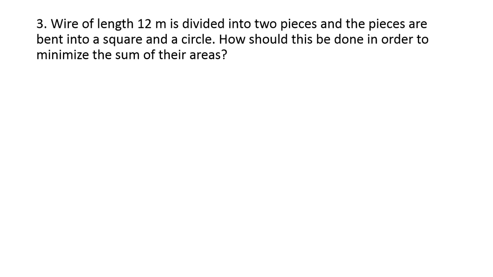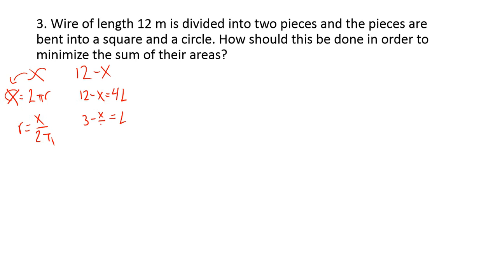So we have our length of 12. We break it up into 2 parts, x and 12 minus x. Now I'm going to say that this x represents the perimeter of the circle, or the circumference of a circle. The circumference of a circle is equal to 2 pi r. So x is equal to 2 pi r, which means r is equal to x over 2 pi. Now for the square, the perimeter of a square is 4l, which means that L is equal to 3 minus x over 4.